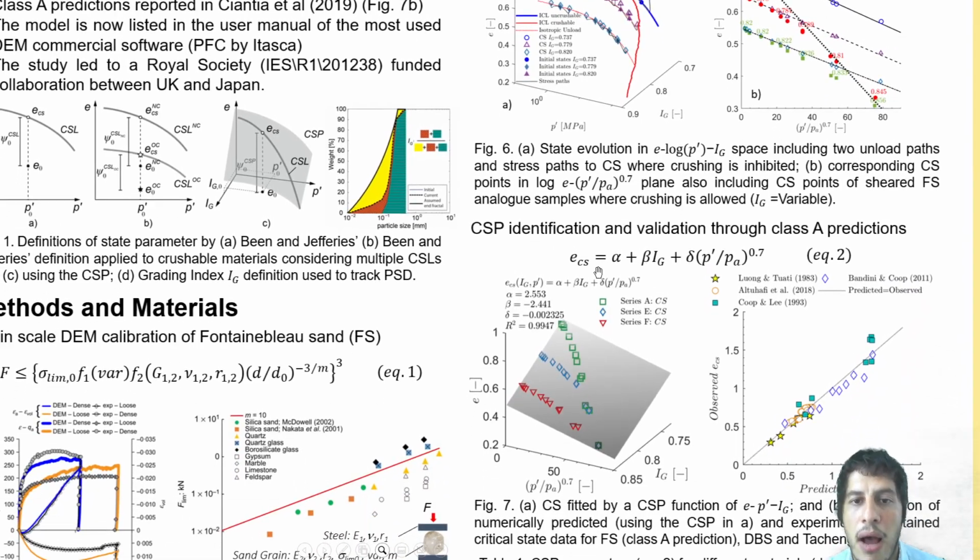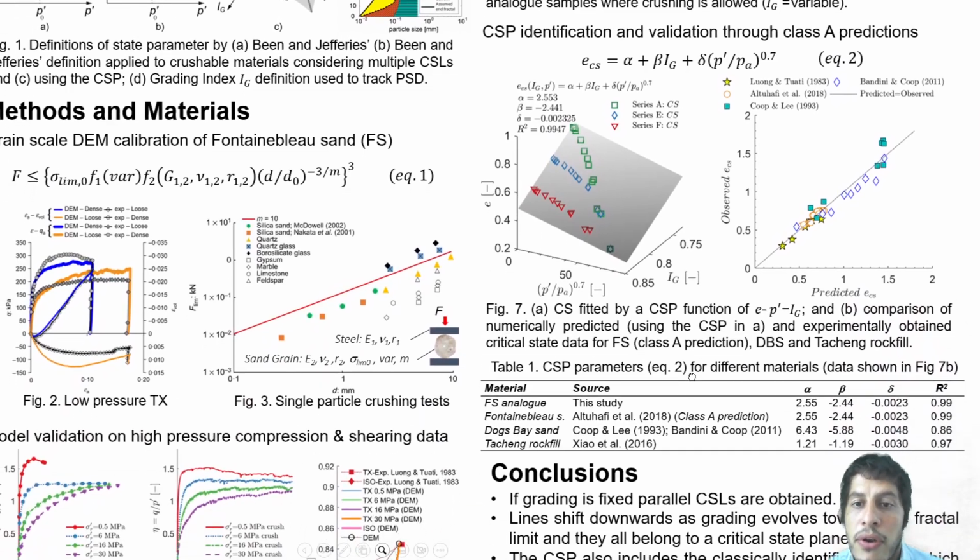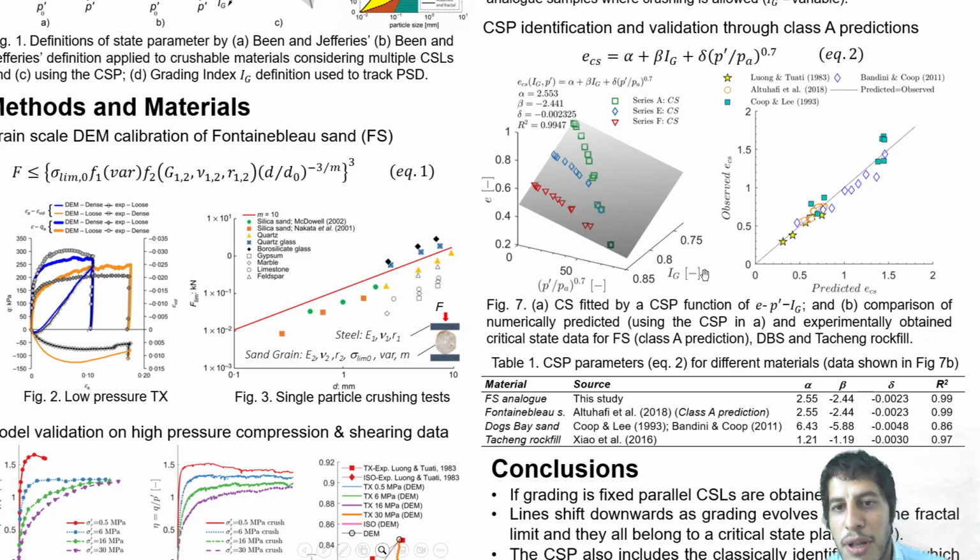I mentioned that the main output or result is the fact that we identified a critical state plane that can be described by equation 2. The most important result, in my opinion, and one that couldn't be published in the paper, is the fact that later on, experimental data of high pressure shearing was published by Altuhafi and others, and the critical state plane calibrated on DEM-only results was able to capture this data quite efficiently. So I would call this a Class A prediction.